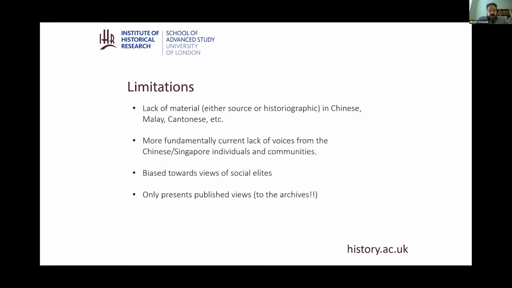Obviously, few libraries can be a one-stop shop for anyone's research, and this finding exercise has highlighted several limitations and biases currently within our collections. Notably, there's the lack of material in languages other than English on this subject, as well as the lack of voices from Chinese and Singapore individuals themselves.